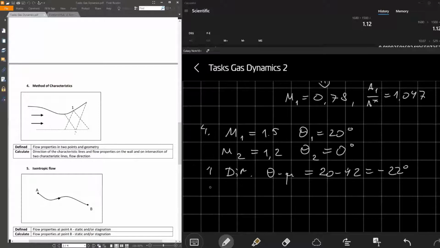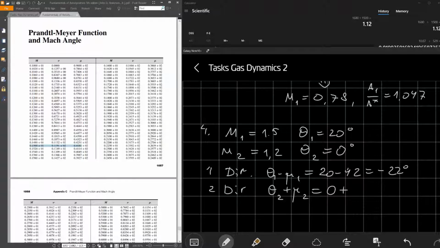Second line starting from point 2, the direction is theta plus mu. Here we used mu1 and here we'll use mu2, and theta 1 and theta 2. Okay, theta 2 is equal to 0, so it's 0 plus mu2, which we define by formula or by appendix C. We need to see where is our Mach 1.2, and it's 56.44. Okay, I will use just 56 degrees. It's equal to 56 degrees.